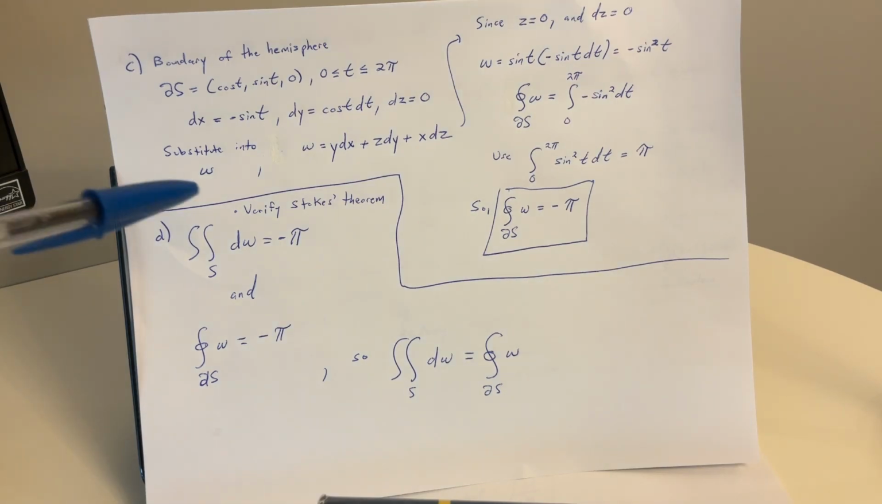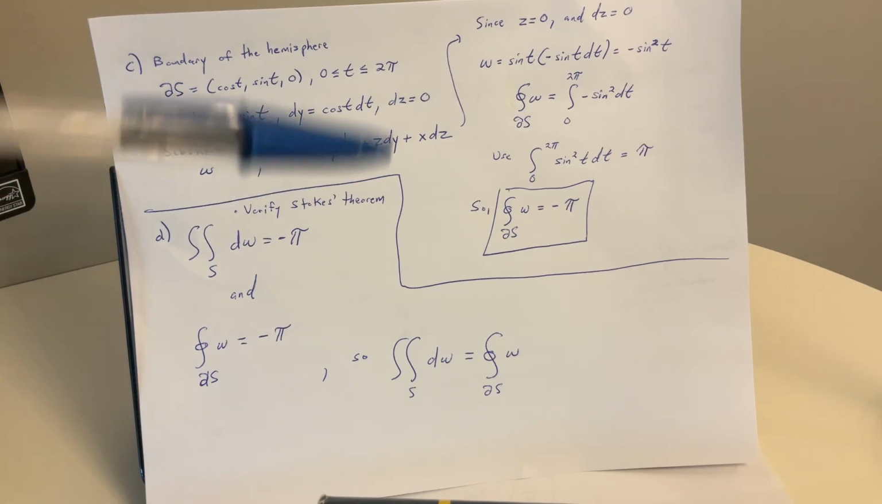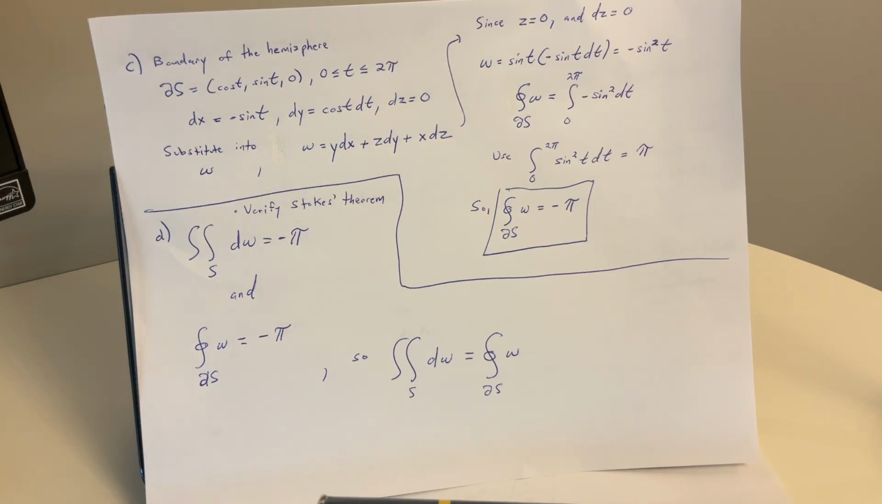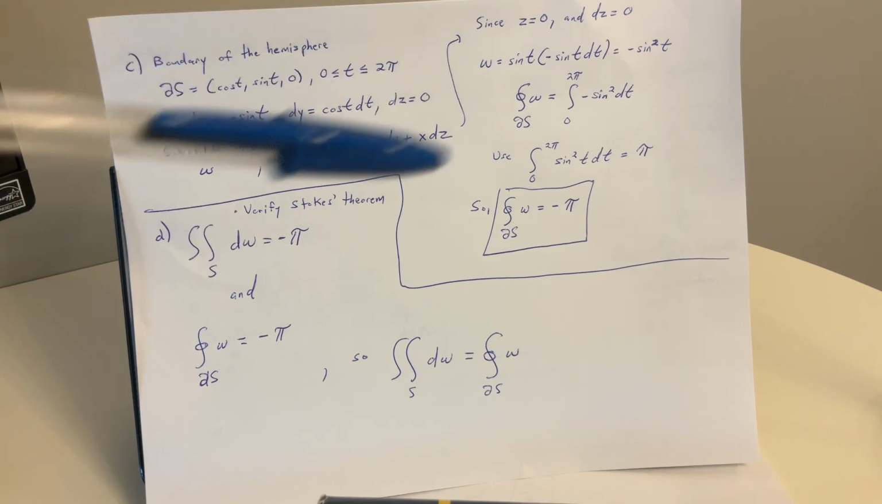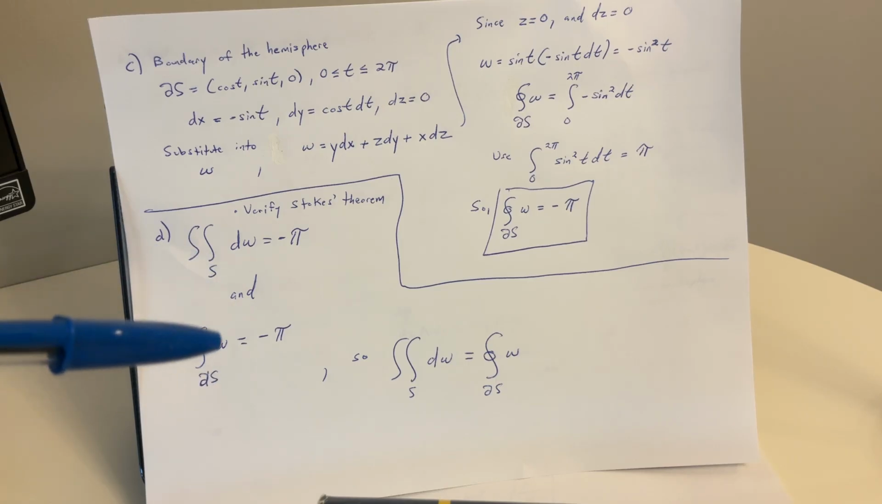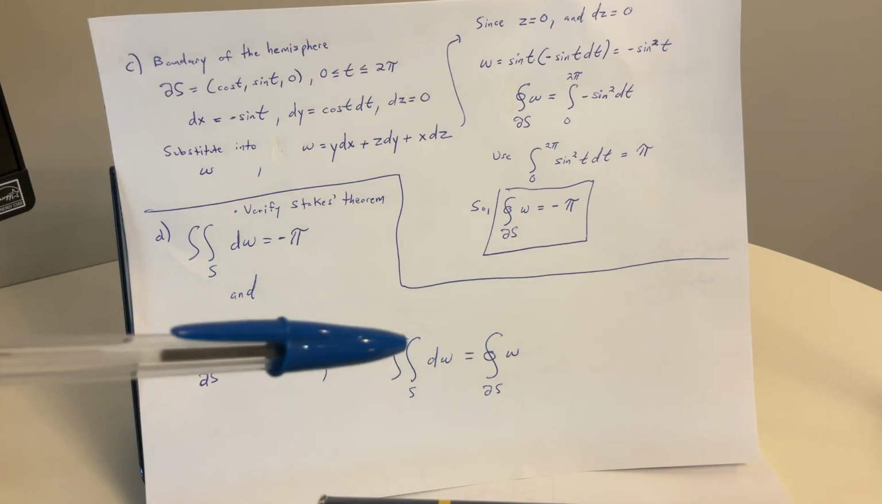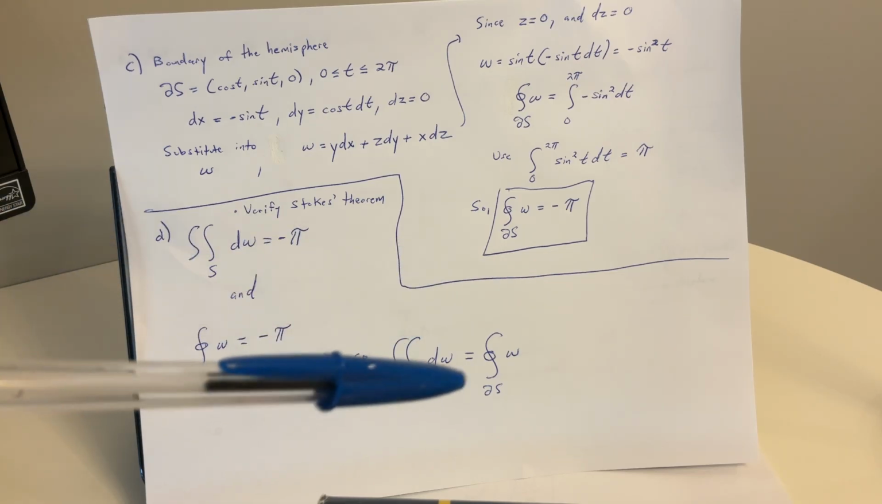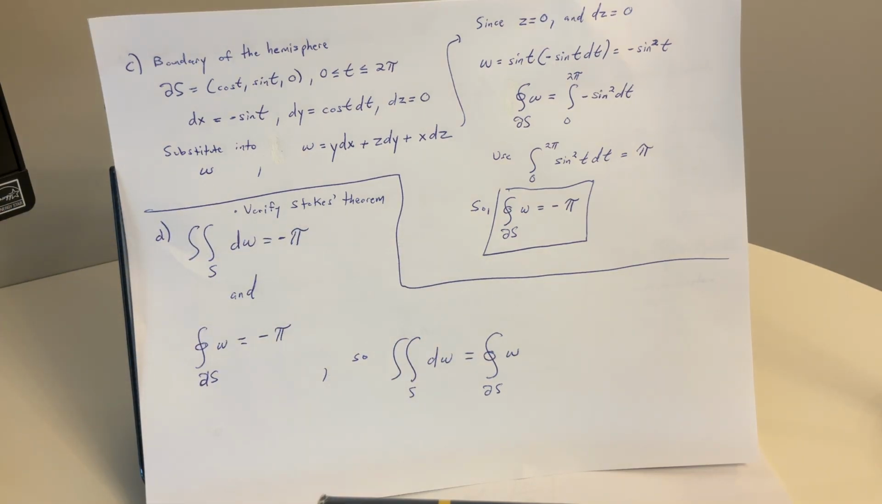And for part D, if we want to verify Stokes' theorem, we just take the information we got from previous steps. So this integral of dw equals negative pi from previous steps. And this integral here also equals negative pi. And if negative pi equals negative pi, these two quantities come out equal. Stokes' theorem is technically verified. So that's letter D. Let's see if this holds up.